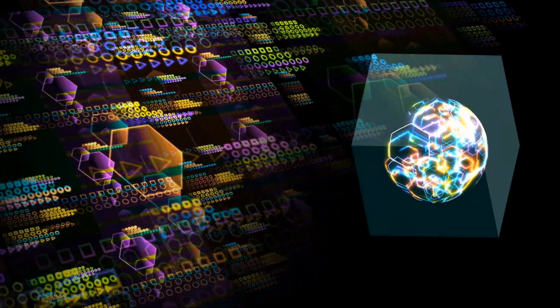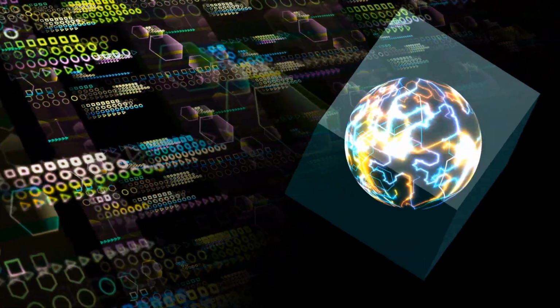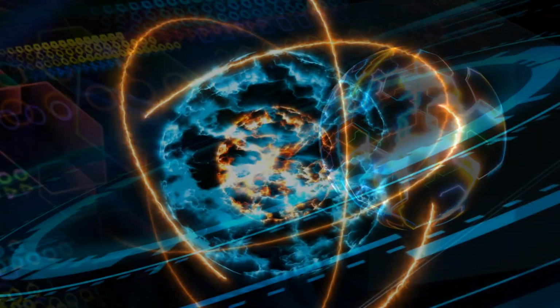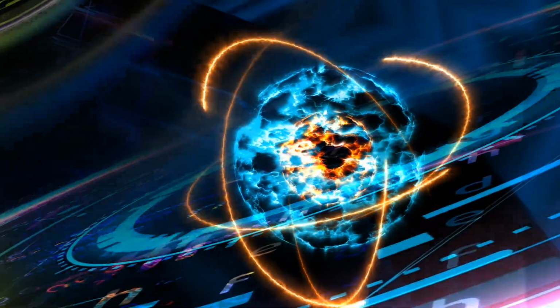Quantum computers are a new type of computer that use the principles of quantum mechanics to perform calculations and process information. They have the potential to revolutionize the field of computing and solve problems that are currently beyond the capabilities of classical computers.